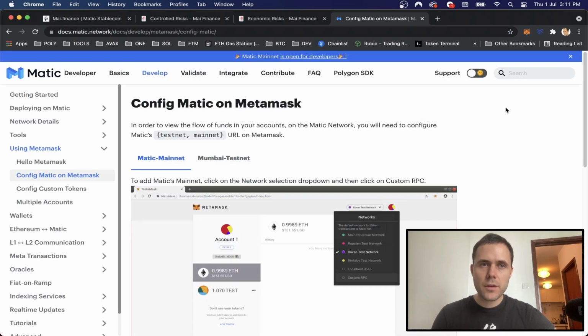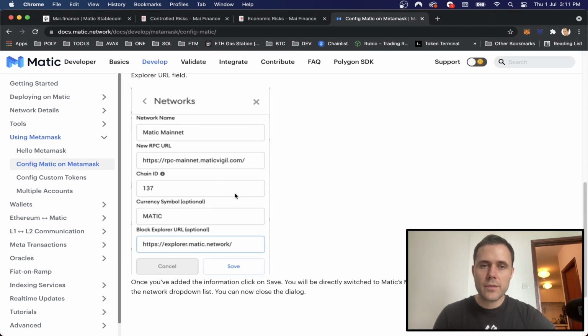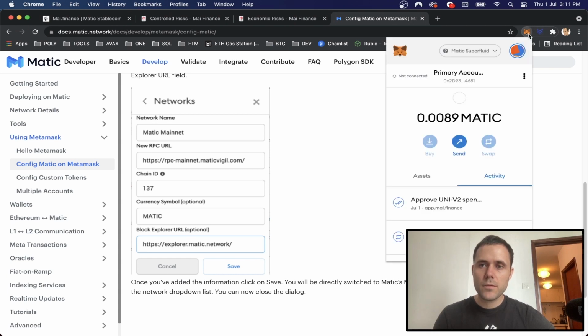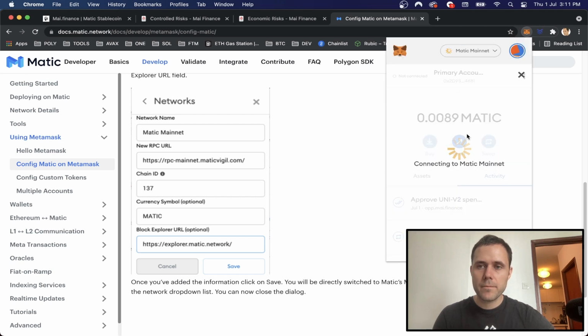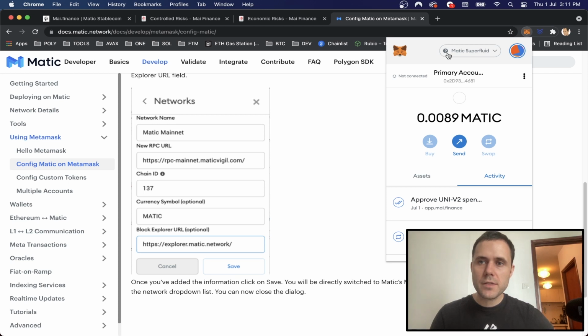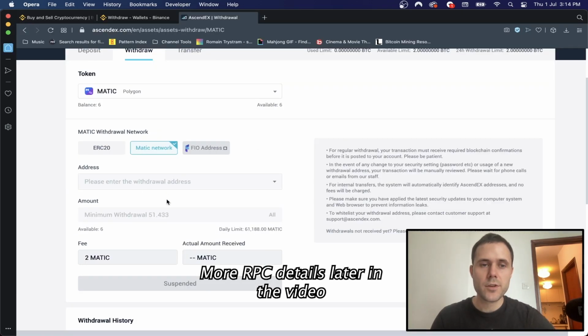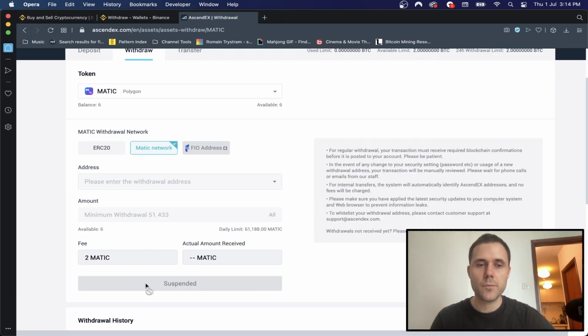Now these details you can find on docs.matic.network, or if you just Google Matic RPC and scroll down, it has all the details for the Matic mainnet RPC. There are a whole bunch of other ones. We're going to talk about that later in the video. And once you have that, you should have an option called Matic mainnet. Once you are connected to the mainnet, you need to go down here and click to copy your address. Then you need to paste your address here, input the amount, and then you can withdraw.